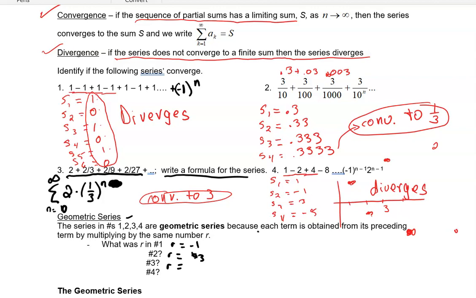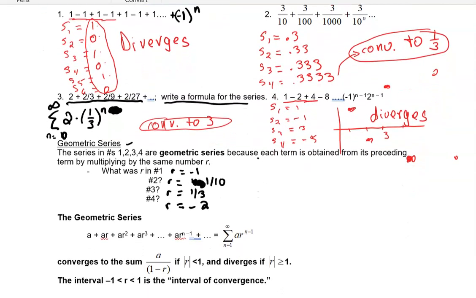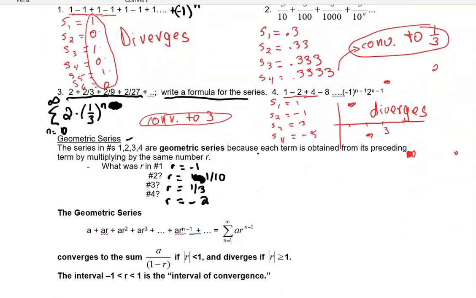I'm sorry, I got that backwards here. Number 2, our common ratio was 1/10. This was our 1/3. And then in number 4, our common ratio would have been, what are we multiplying by over and over again? -2. All right. So for geometric series, we can kind of look and see some of them are going to converge, some of them are going to diverge. But these are our common ratios.